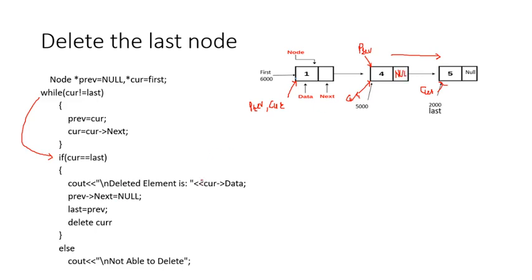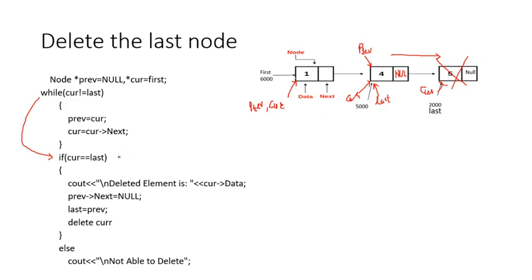After that, last also we have to update, so this will no more be the last node, this node will become the last node. We have updated last to point to prev. After that, deallocate the memory for this node. So delete current, it will deallocate the memory for this node.